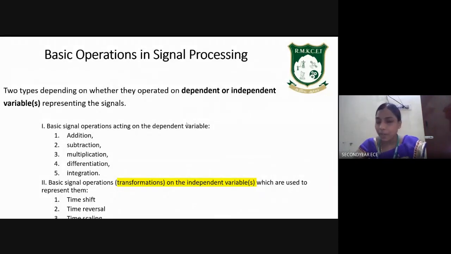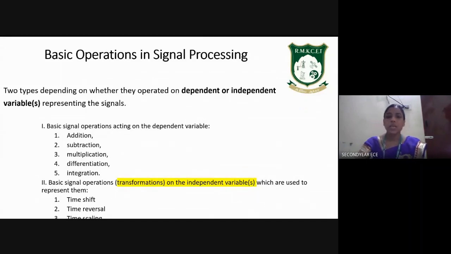What is the dependent variable in image processing? It may be intensity. In speech signal processing, what is the dependent variable? Acoustic pressure. We increase the volume, we decrease the volume. That means we are doing some operations on the dependent variable.